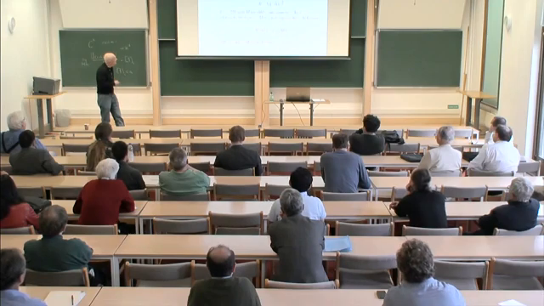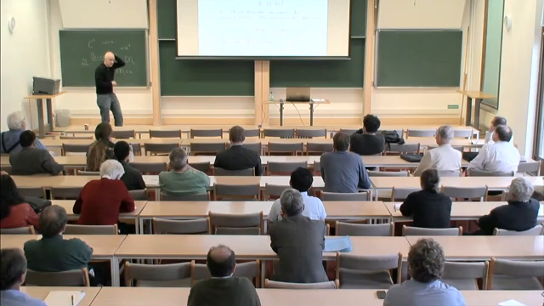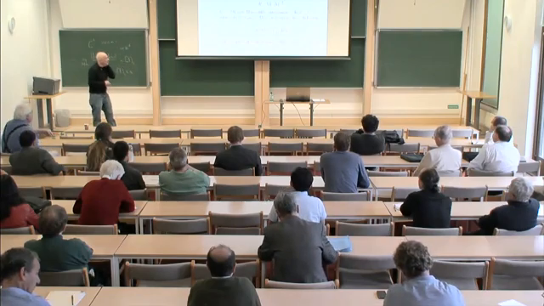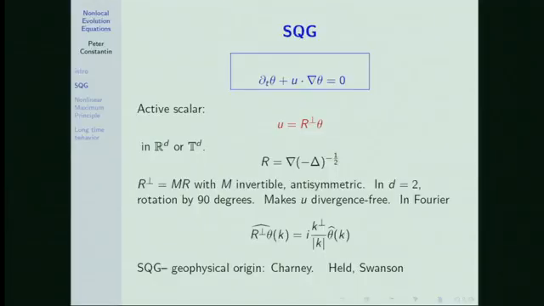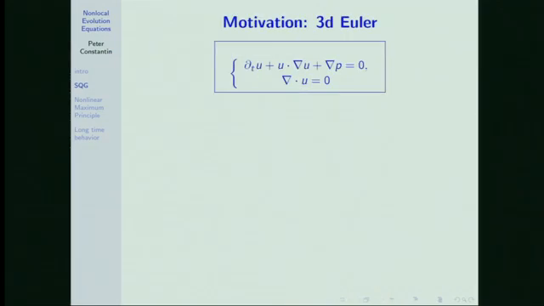So this has a geophysical origin, Charney actually, and then Held and Swanson, Held is in Princeton, and they wrote papers about it as an interesting model with possibilities for blow up. And then Majda and Tabak and myself pointed out some analogies to 3D Euler, and there were some computations about blow up. So here's the motivation.